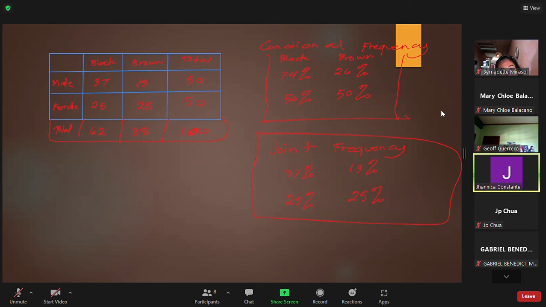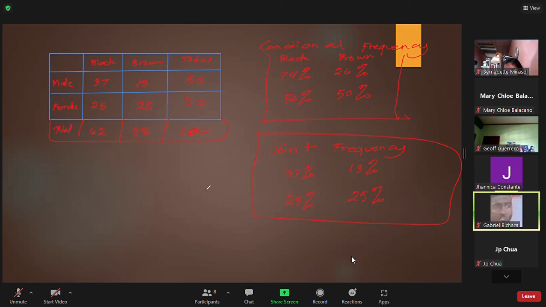Any questions about the joint relative frequency and the conditional relative frequency? None. Okay. Yes, Gabby? You have something to say? None.